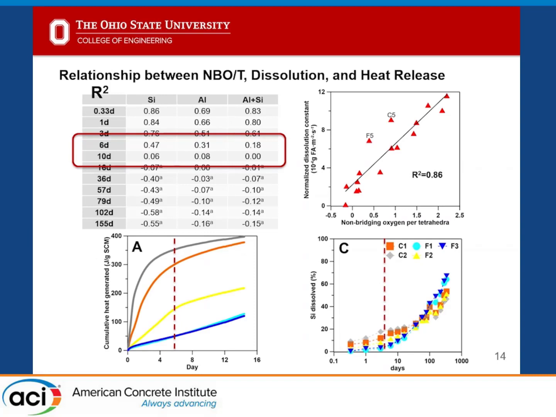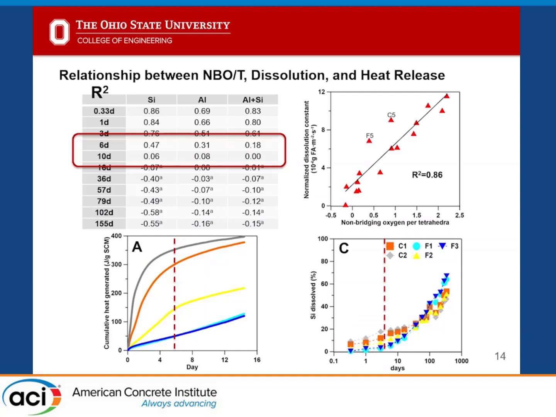Well, it's because we can relate the heat release based on the number of non-bridging oxygen per tetrahedra to our dissolution. And we see a really strong relationship between the non-bridging oxygen per tetrahedra and that dissolution at very early ages. So this is the 6-hour data. And you can see the correlation coefficients for these studies over here. And what we see is a pretty big shift between 3 days and 6 days. We go from having a very close relationship with the number of network disturbers and the heat release to having essentially no relationship. We have a negative R squared down here, so showing they're not related at all.